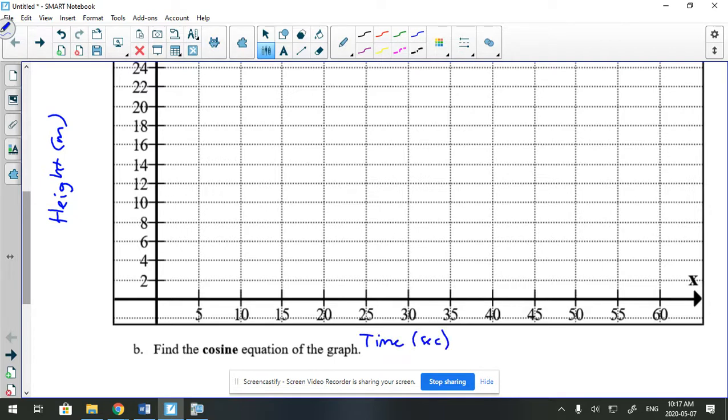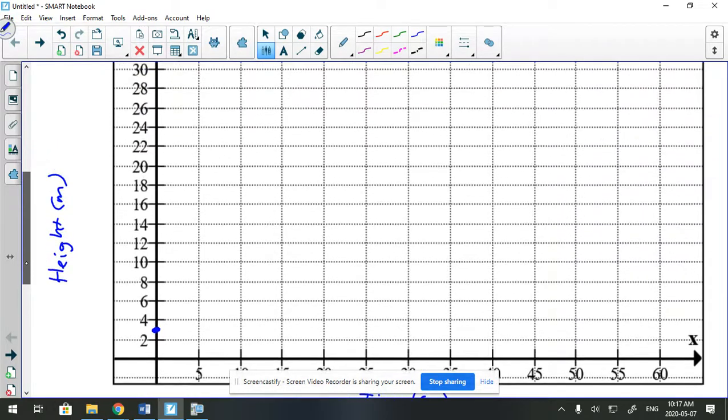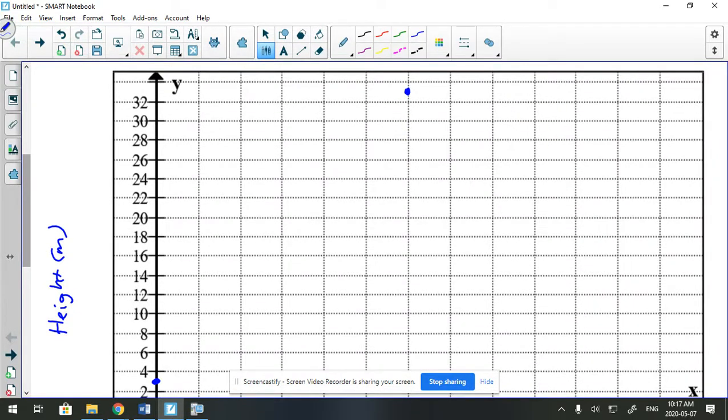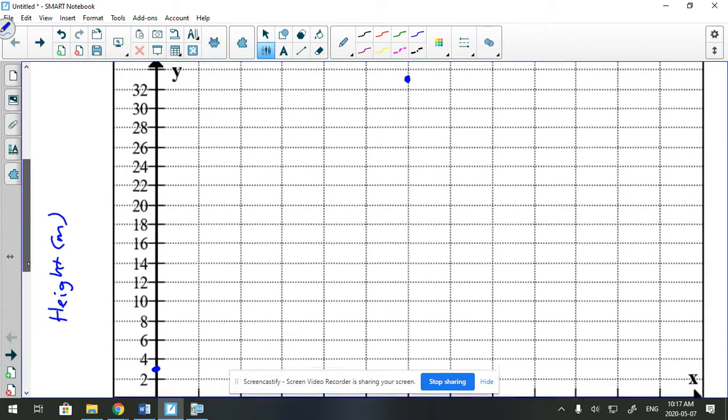Okay, so I know at 0, my height is at 3, so that's going to be about here. At 30, my height is at 33. Let me see if I can fit this on here. At 30, I'm at, mark it here, my thing's a little too big, 33, which is about there. Then at 60, I'm back down to 3 again.